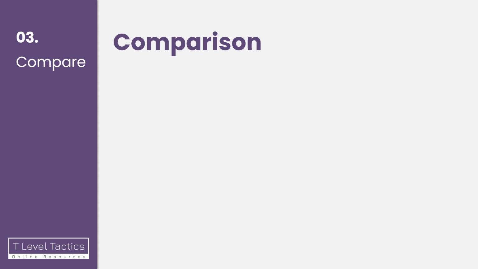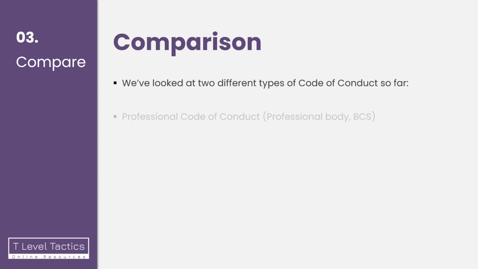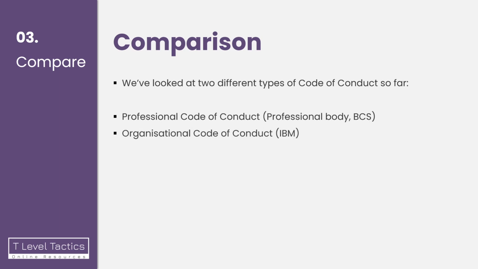So we've looked at two different types of code of conduct so far. We've looked at professional codes of conduct, where we looked at a professional body, such as BCS. We've looked at an organizational code of conduct from IBM. There's also a third type. Governments can also set and make use of codes of conduct for specific things. They're slightly different to the two we've seen before, although they may use those in a different way as well.